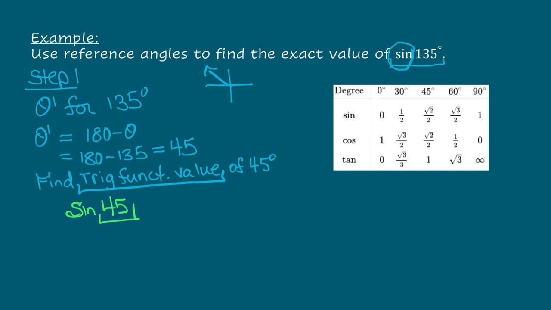You can copy one down. You can just keep one handy. The sine value for 45 degrees is square root 2 over 2. So that value is square root 2 over 2.